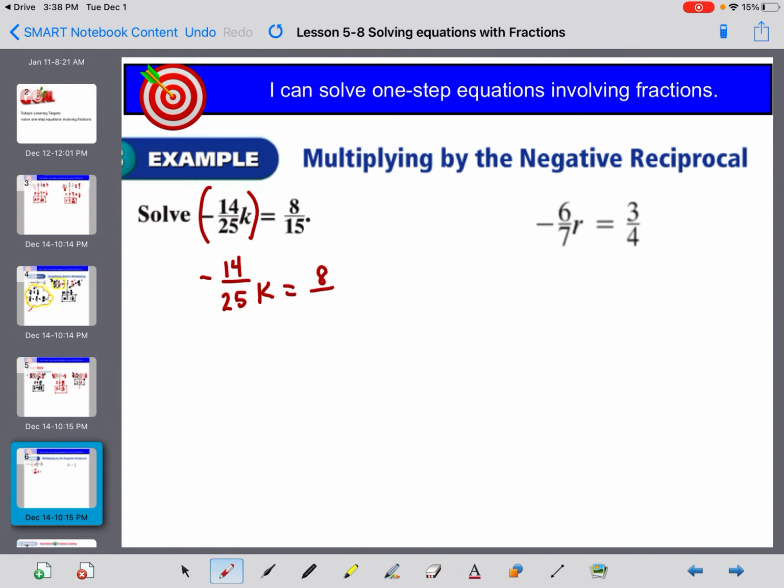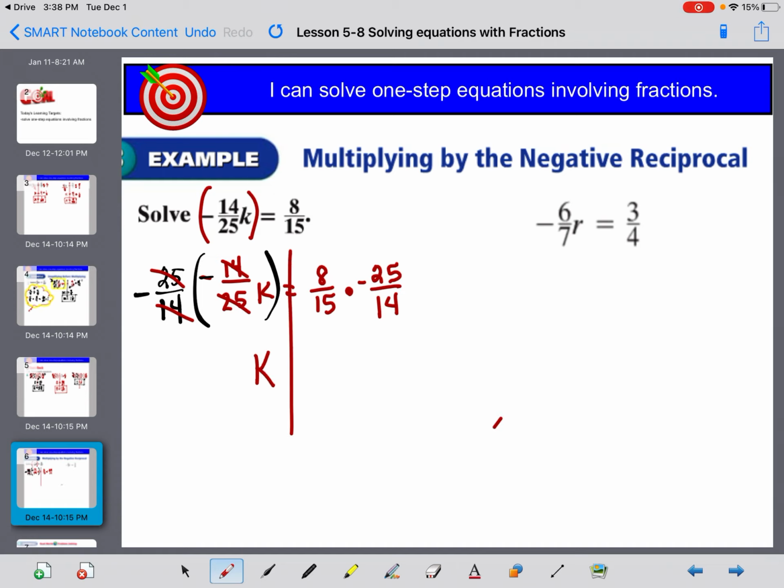So in order to divide by a fraction, I multiply by its reciprocal. Now, just because it's negative, that just means that you're multiplying by a negative fraction. So negative 25 over 14. I just flip this whole fraction and keep it negative. Now these cancel out. Then I go to the other side and I also multiply by negative 25 fourteenths. So k remains on the left, and then I'm going to reduce this.